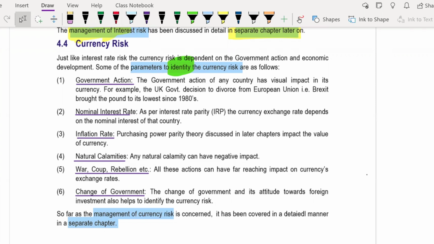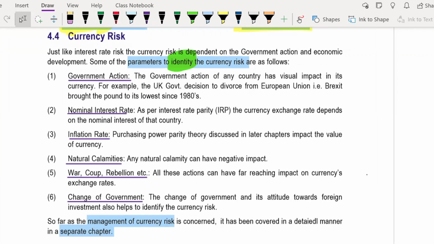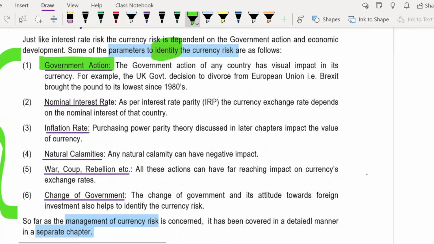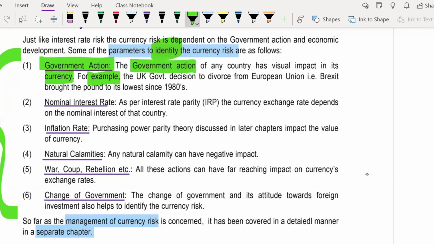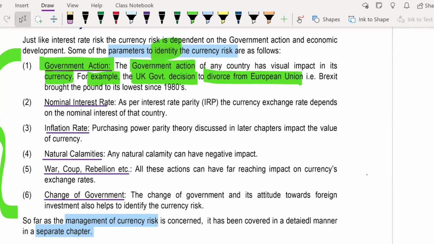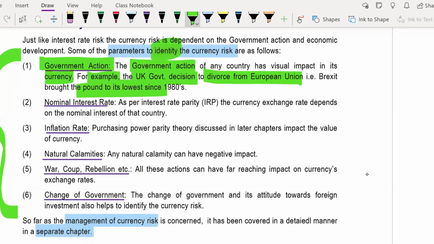Okay. Yes. Next is currency risk. So how are you going to identify if there is a currency risk? You can see what are the government actions that they are taking. Because usually the action that the government is going to take in any country is going to have an impact on the currency. Suppose for example the UK government's decision to divorce from the European Union. The UK government came out of the European Union, which was known as the Great Brexit. Britain exited, correct. What happened was it made the pound fall to its lowest since 1980.